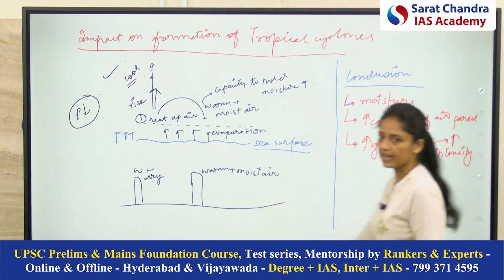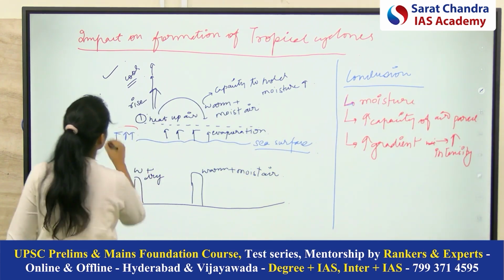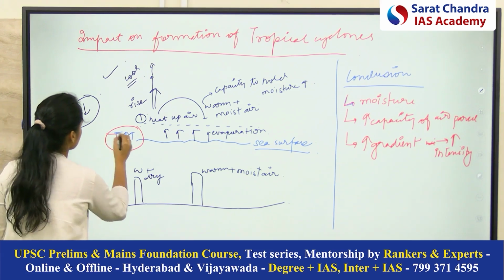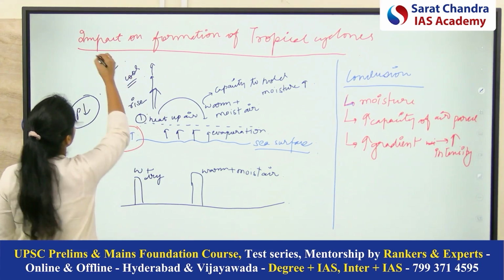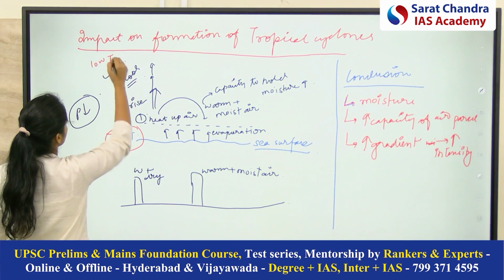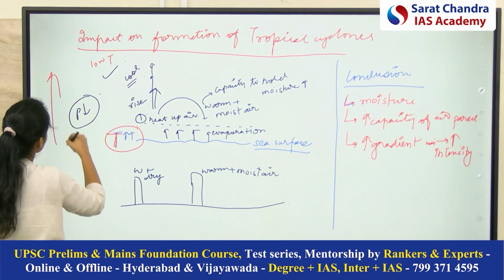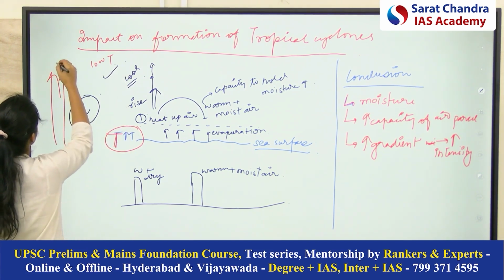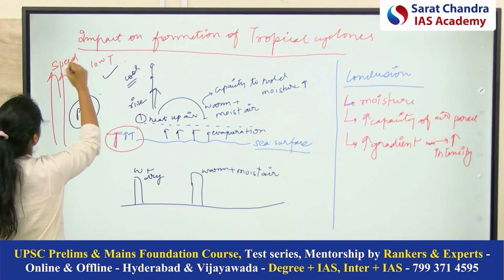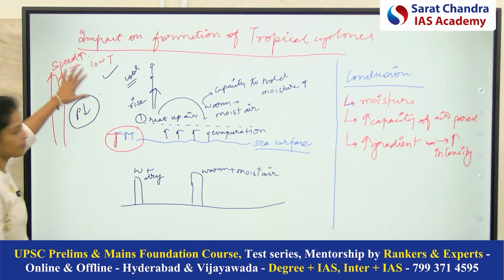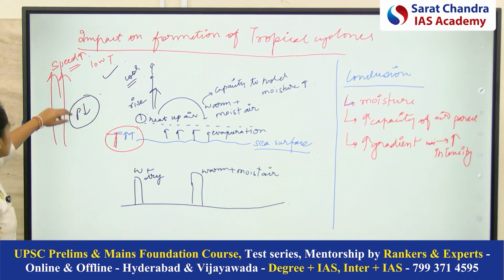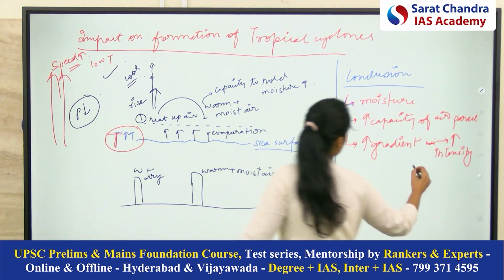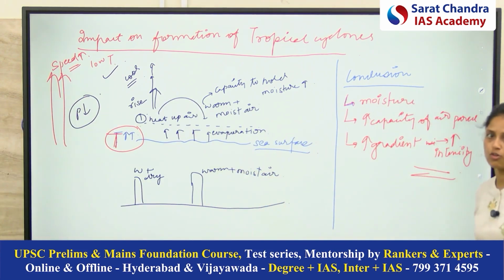Why am I saying gradient? Because if the temperature is very high here and the upper layers of atmosphere have low temperature, then the rise in the wind will be very high. Means the speed of the rise will be very high. So I am saying that it will increase the intensity of cyclone.